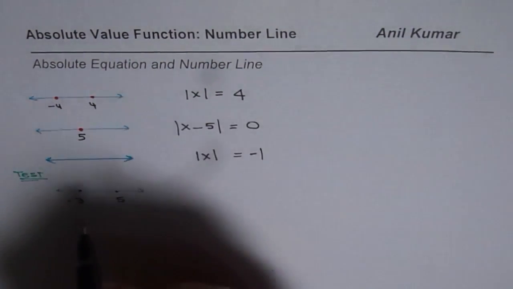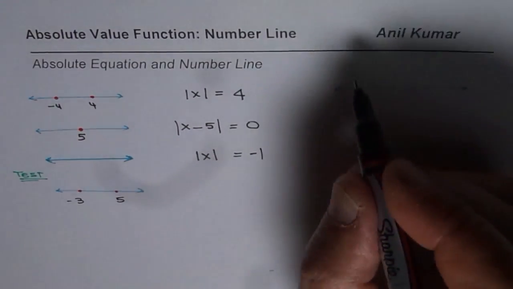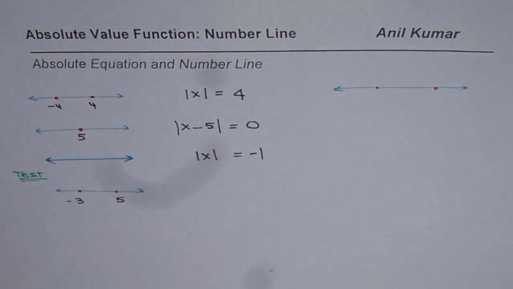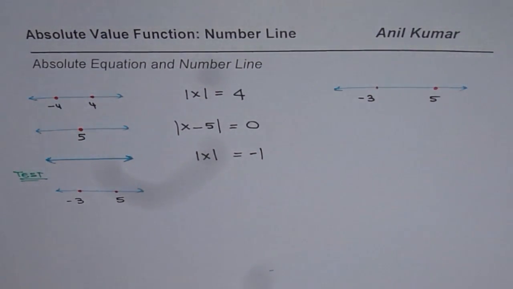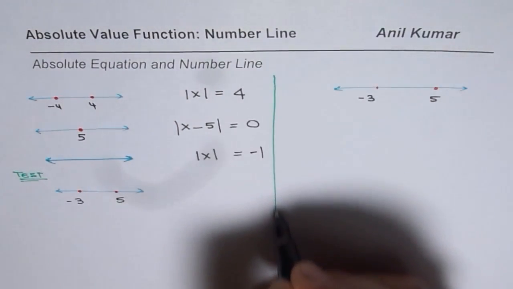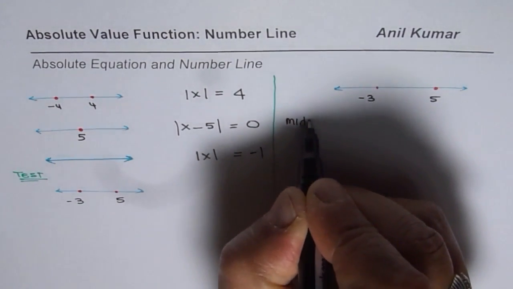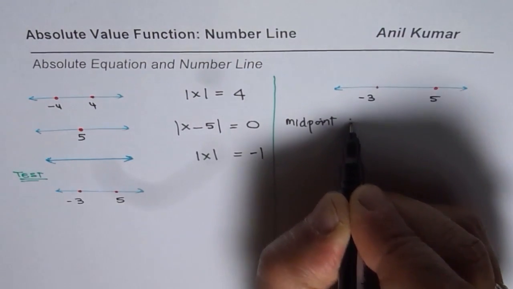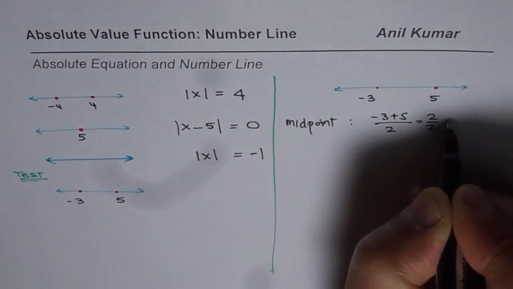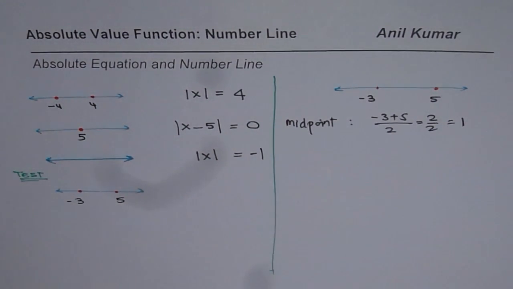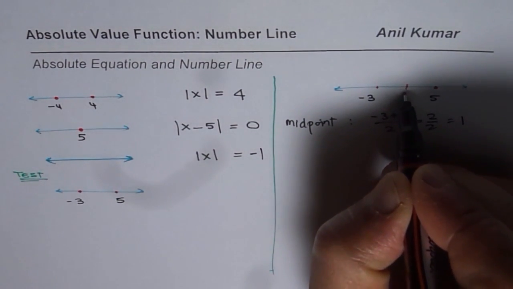Now let me discuss with you solution of this question here. So we are looking for solution as -3 and 5. How do we find an absolute function with that kind of a solution? Now what we really do here is we find the midpoint, right? So that is how we approach. So find the midpoint. Midpoint will be -3 plus 5 divided by 2, and that is 2 divided by 2 or 1, right? So we get a midpoint which is at 1.